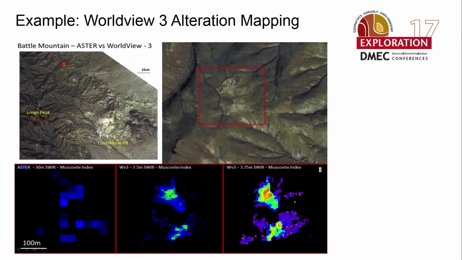This just shows what happens when you go from 30 meters to 3.7 meters. This is in the Battle Mountain District, a small area of phyllic alteration. In ASTER, that was the response you would get. Would you go to the field and look at it? Some people would, most people probably wouldn't. But when you start getting down to 3.75 meter resolution, that starts resolving itself into a spatially coherent alteration package. That's a small package of phyllic alteration that if you saw that in an image, you would follow up on it. If you saw the ASTER image, you would probably not even bother spending the time going to the field.